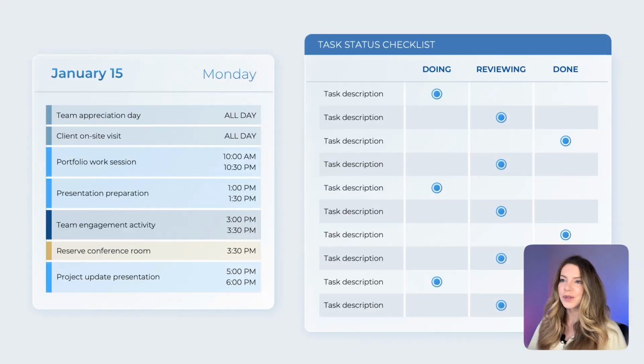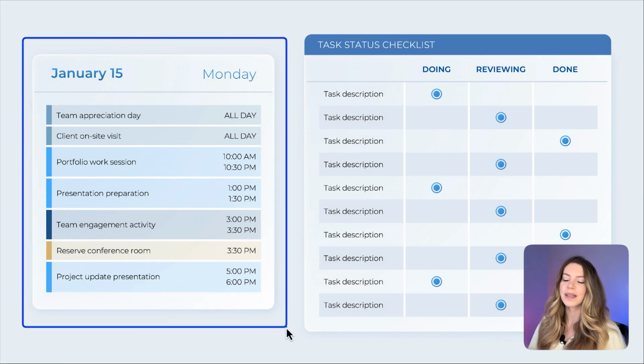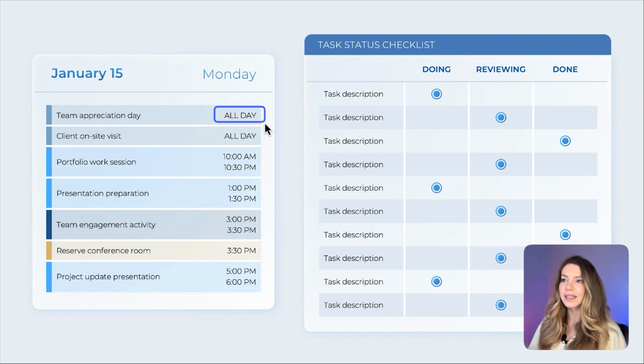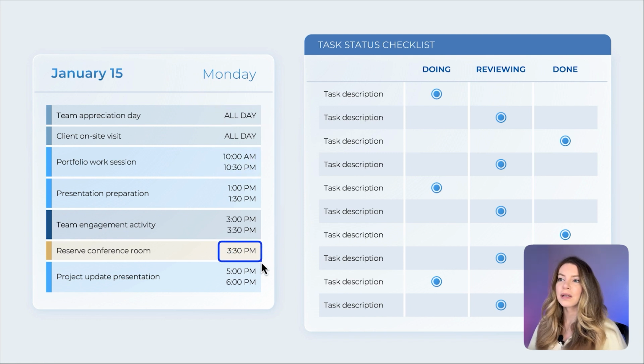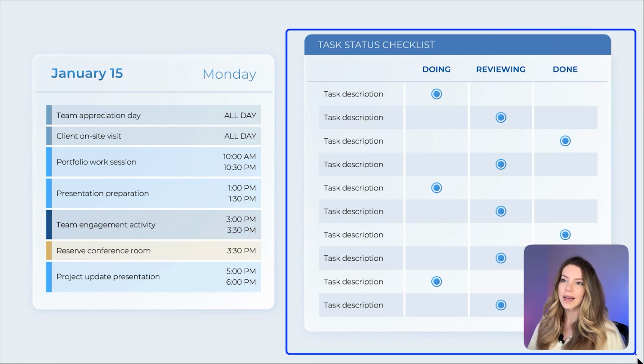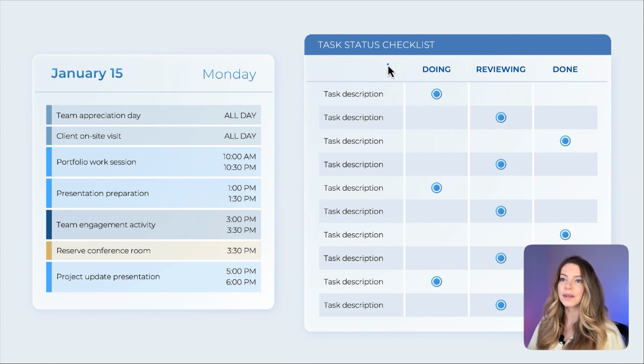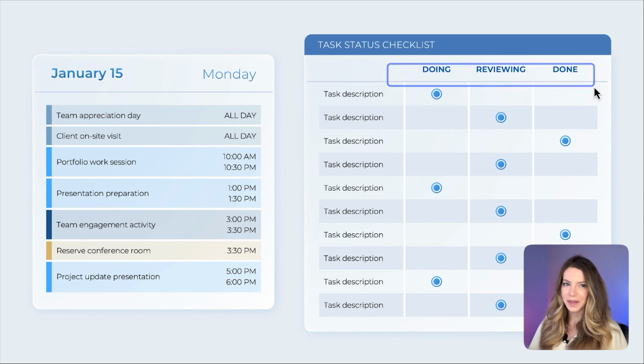Alternatively, the Planner widget lists all to-do items within a single day. It can be used to show a combination of all-day activities, activities with a start and end time, or one-off activities that only have a start time. And on the right, the Task Status widget acts as a simple checklist version of a Kanban board.